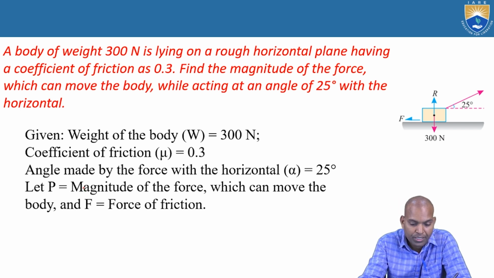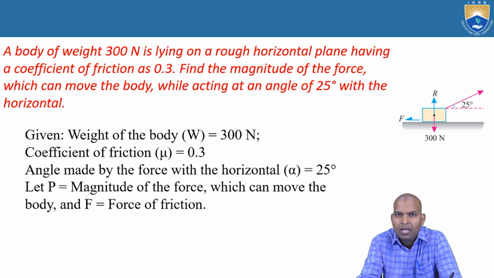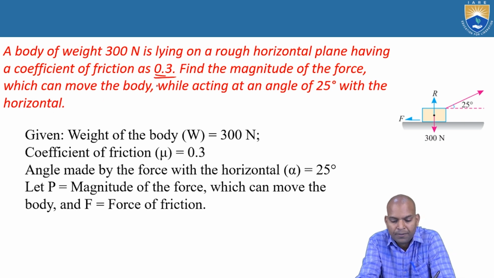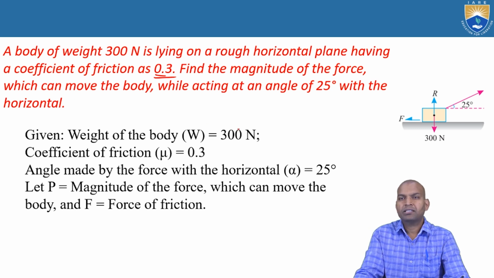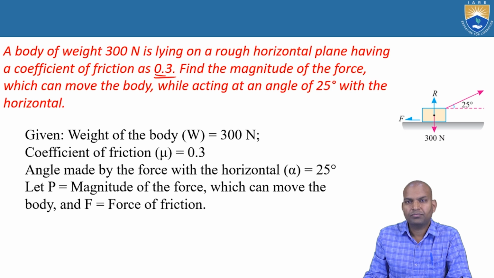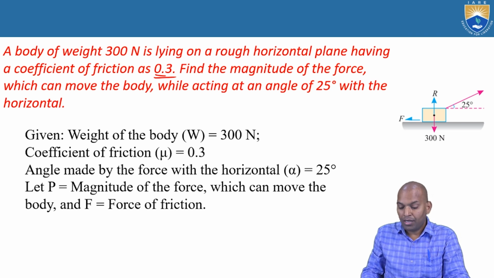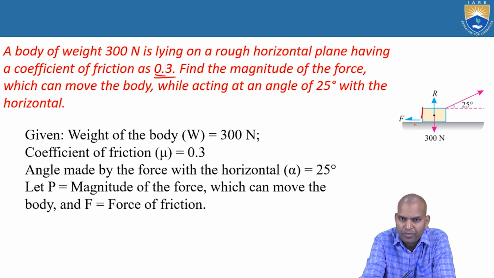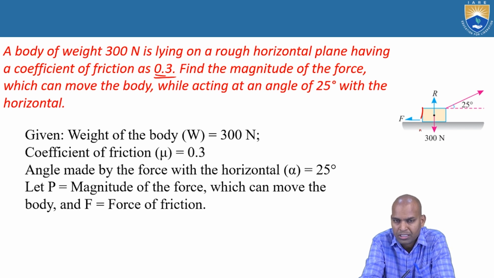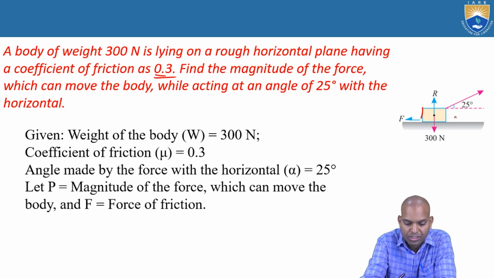A body of weight 300 newtons is lying on a rough horizontal plane, having a coefficient of friction of 0.3. Find the magnitude of the force which can move the body while acting at an angle of 25 degrees with the horizontal. In this figure, the body has 300 newtons weight acting downwards on the horizontal plane. The normal reaction passes through the center of gravity of the body and is collinear. The force acts upward at an angle of 25 degrees.